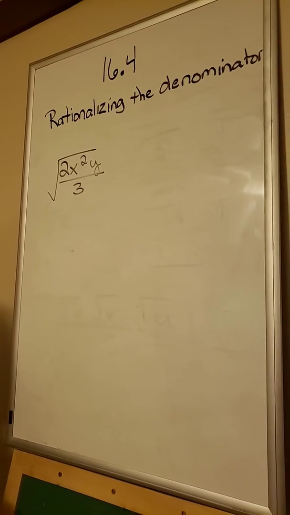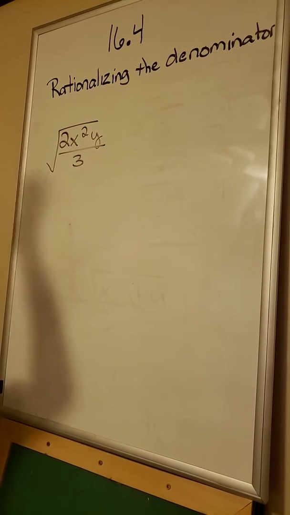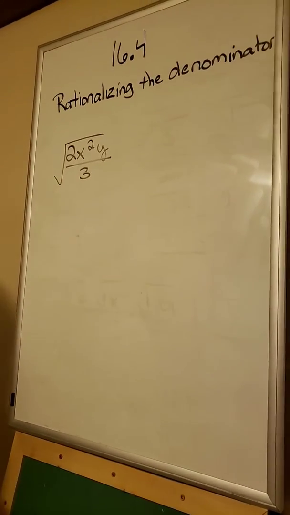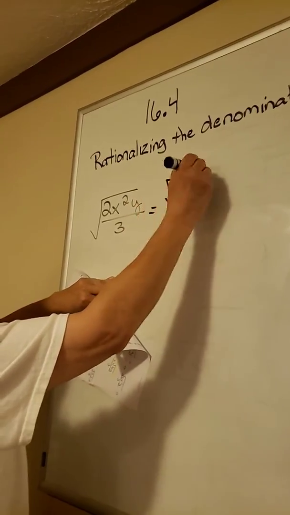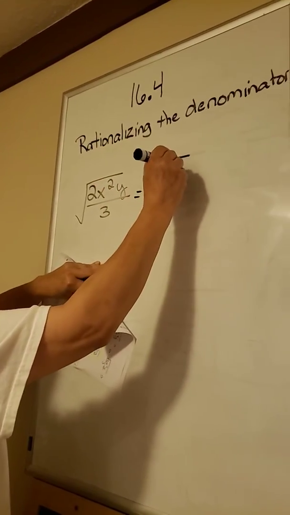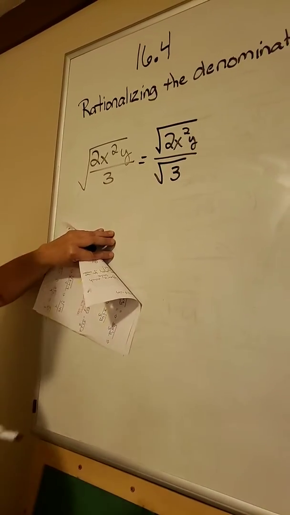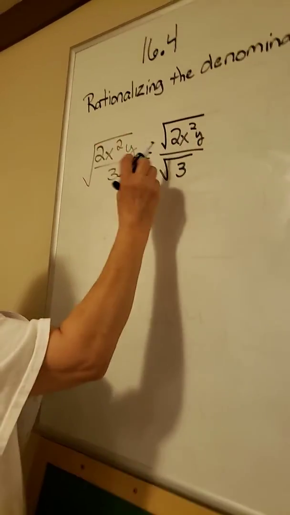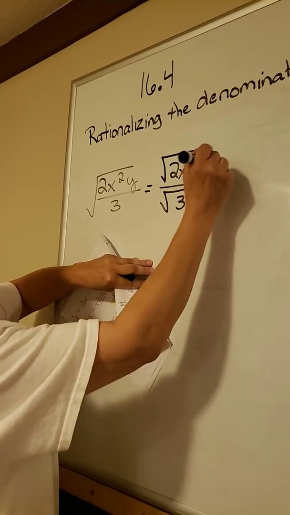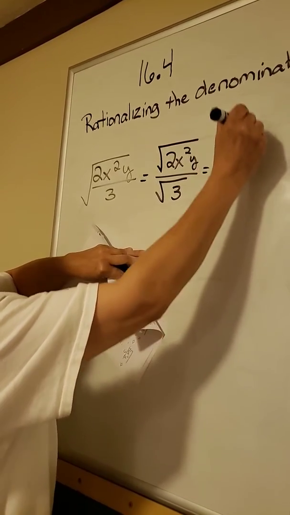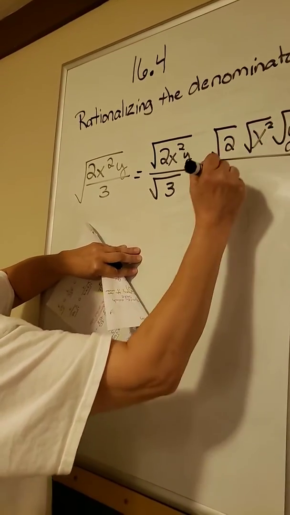Finishing up 16.4. So now I have an example of when you have a fraction as a radicand that also has variables with it. So the first thing I want you to do is write this as two fractions, or as a separate numerator and denominator, sorry. Now, I want you to go ahead and break the top up. Each one of these terms has its own radical. So in other words, I can break this up as radical 2 times radical x squared times radical y, which is going to be over radical 3.